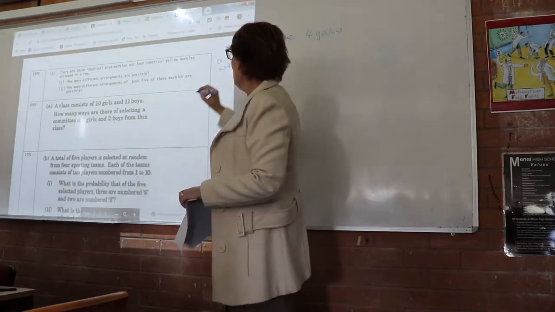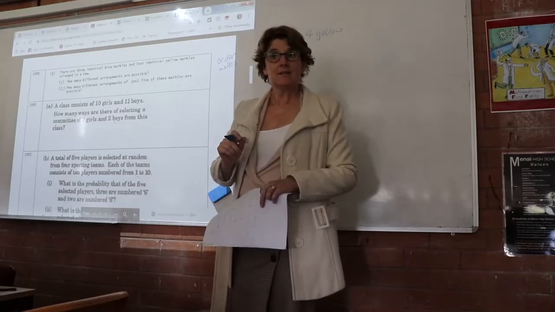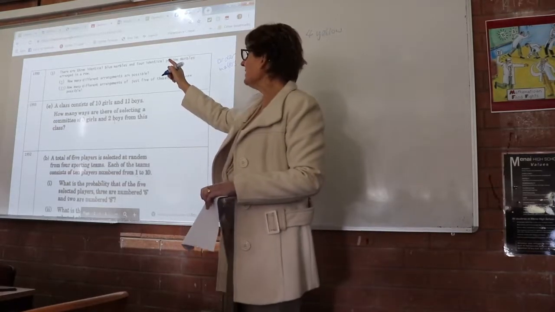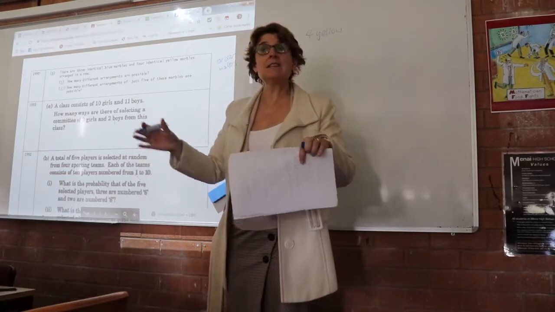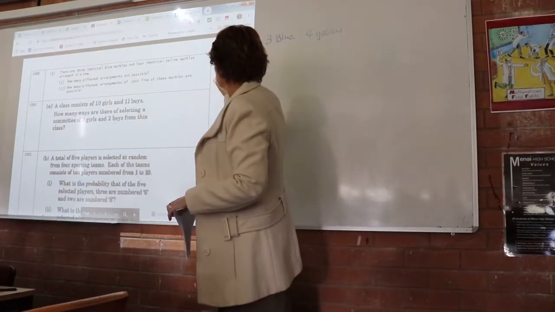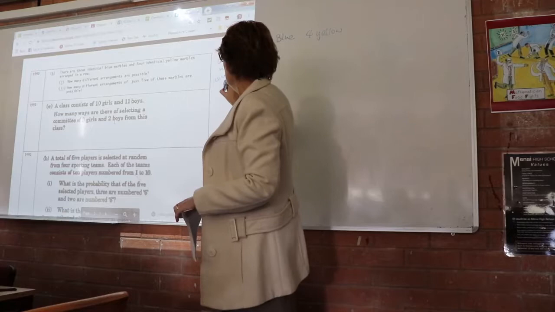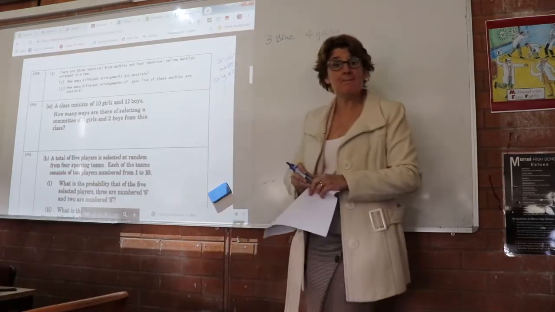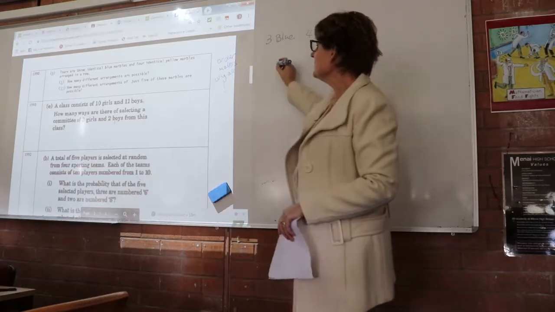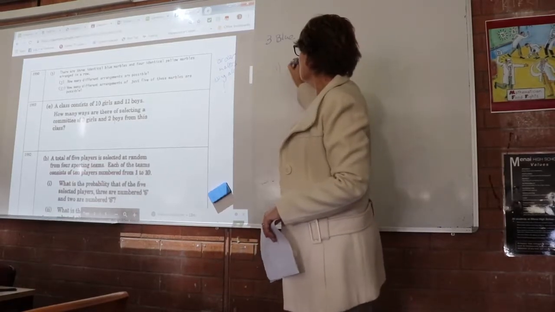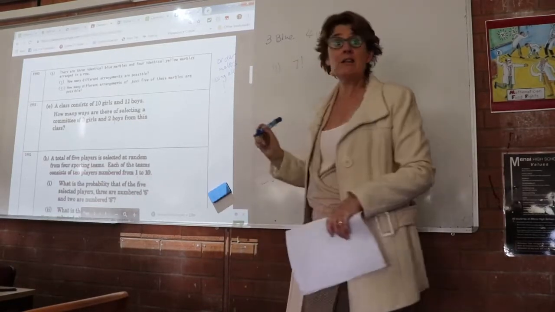Am I using all of the marbles? Yes. I'm taking the 3 blue, the 4 yellow, and I'm putting them in a row. So yes, I'm using all of them. So we're going factorial. Okay? So, how many different arrangements are possible? Well, there's going to be 7 factorial arrangements.